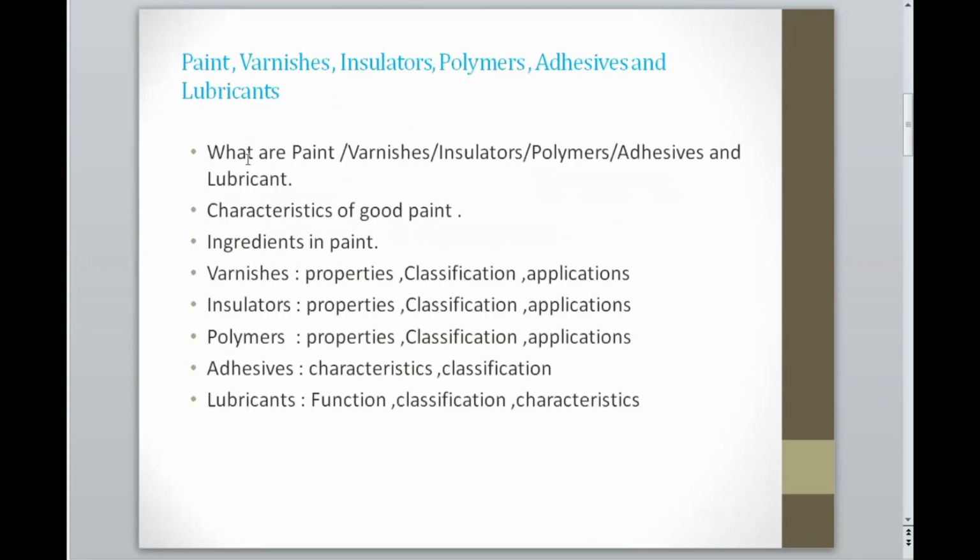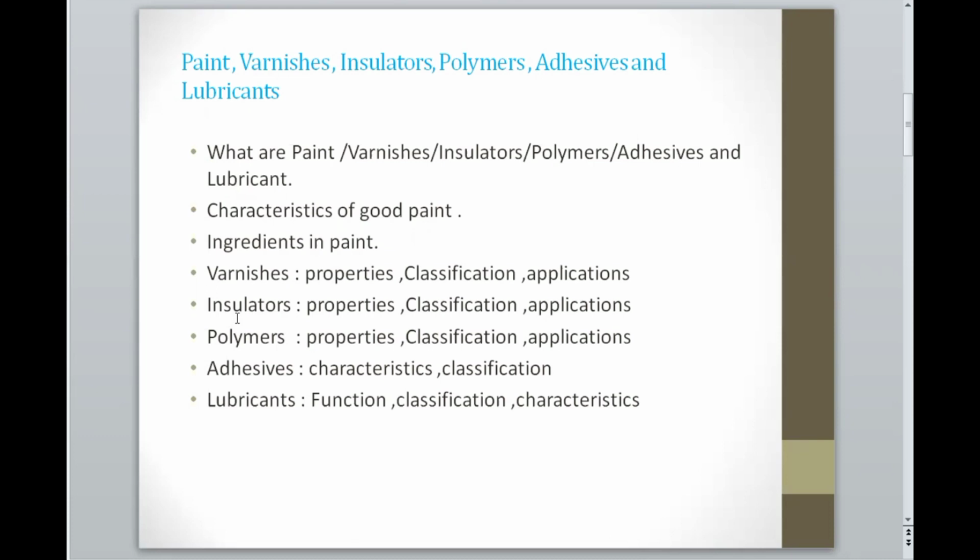In this unit, we study different topics. The first point we discuss is what paints, varnishes, insulators, polymers, adhesives and lubricants are. We also discuss the characteristics of good paint. Next we discuss the ingredients or constituents present in paint. Next we discuss varnishes. In that topic we discuss different properties, classified types and the applications of varnishes.